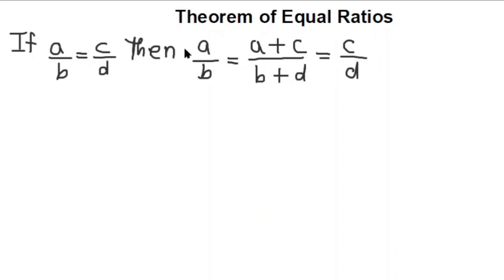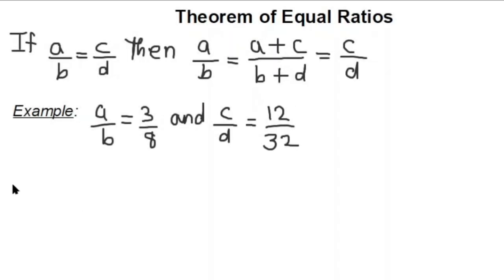This means if two ratios are equal, then the sum of the numerators of the ratios upon the sum of the denominators of the ratios will be equal to the original ratio. We will see this with an example. Now see the example: A upon B is equal to 3 upon 8, and C upon D we have taken as 12 upon 32.